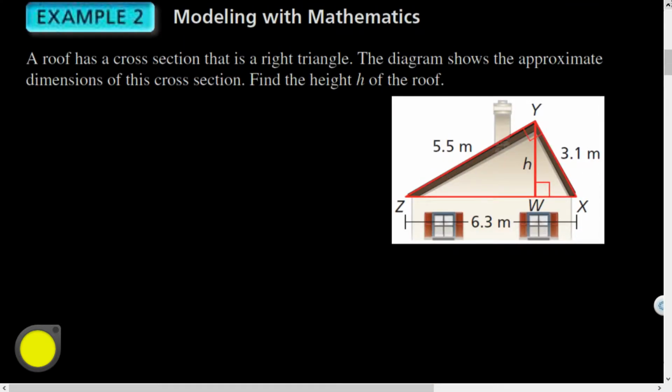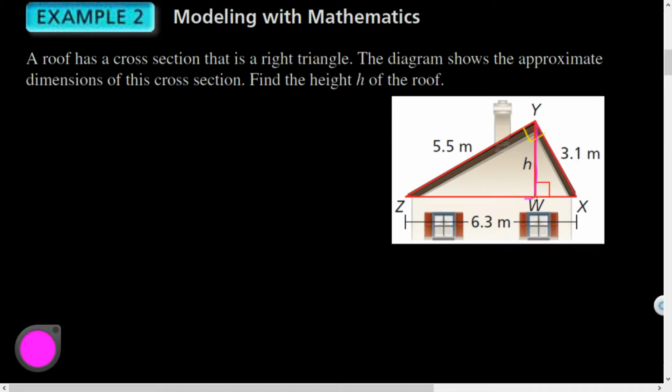Modeling with mathematics. A roof has a cross-section that is a right triangle. How wonderful. I have a feeling that doesn't happen often. The diagram shows the appropriate dimensions of this cross-section. Find the height of the roof. Okay. All right. So I need to set up a ratio comparing two of the triangles. The height of the roof I could use as the short leg of the medium-sized triangle, or I could use it as the long leg of the little triangle. All right. Which would you rather?